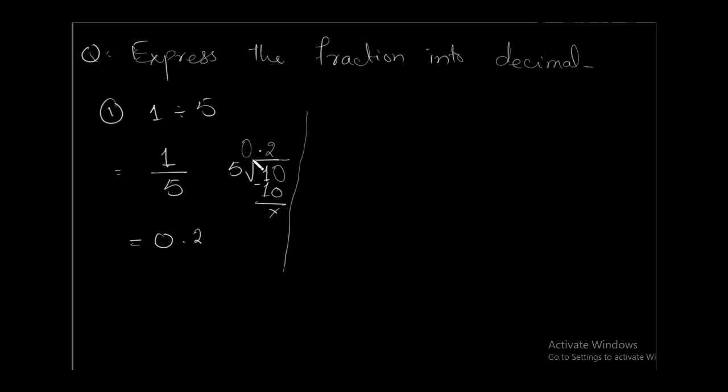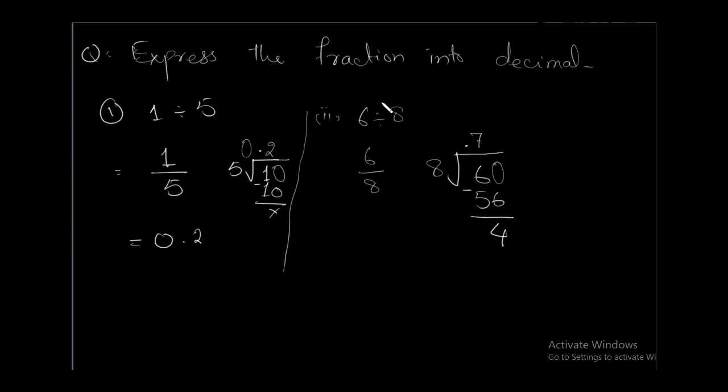Now we have the second question, 6 by 8. I can write this as 6 divided by 8. If we do the division, this is 6, this is 8. Let me mark a point over here. So we get 0, and 8 7s are 56. When I subtract this, we get 4.